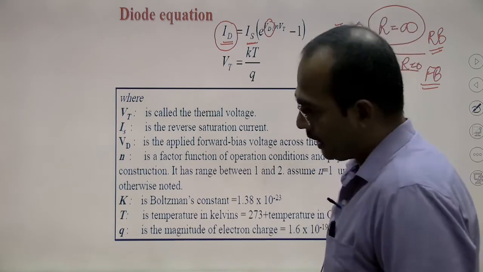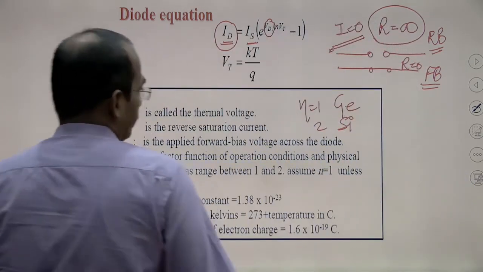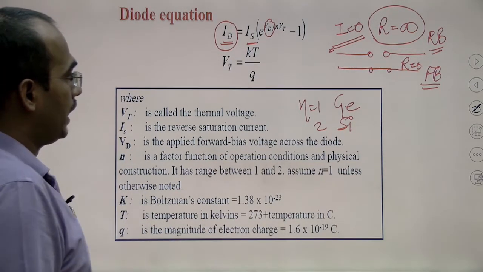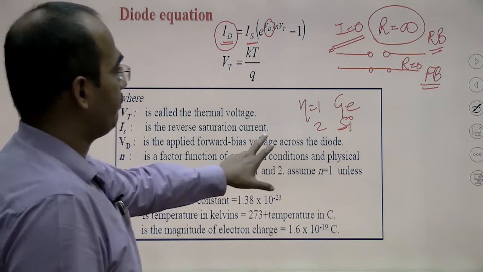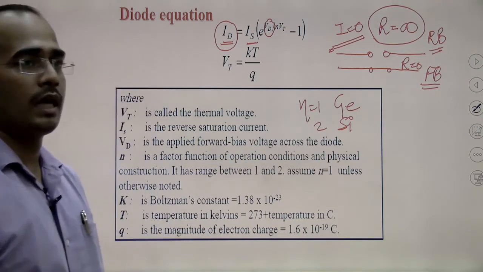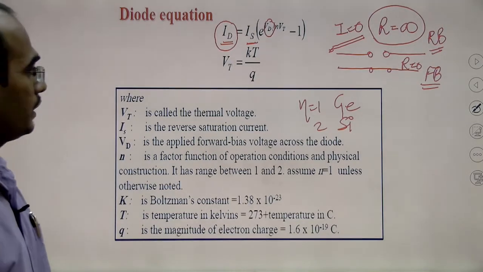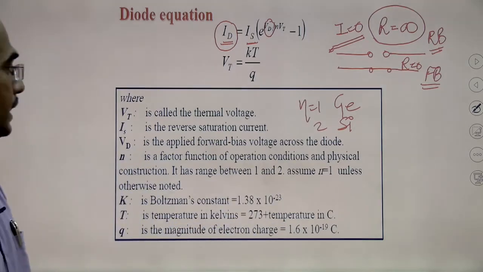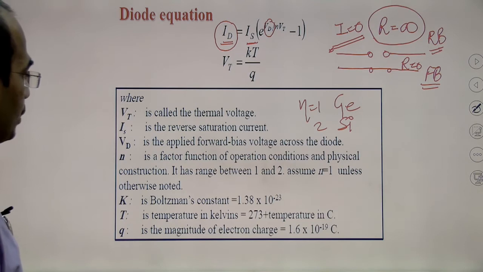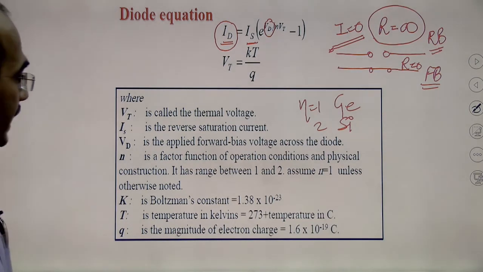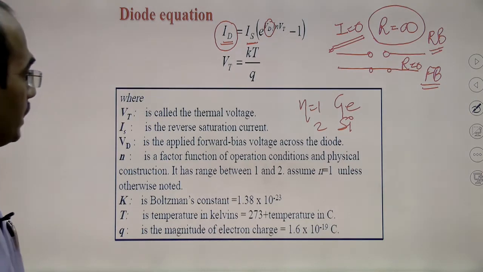It can be asked in a numerical to find the forward current equation for the given diode, and the conditions will be given. If they have mentioned in the question that the diode used is a silicon diode or germanium diode, then you have to consider eta equal to 1 for germanium and 2 for silicon. K is the Boltzmann constant, T is the temperature and Q is the electron charge. The value of K is 1.38 into 10 to the power minus 23.